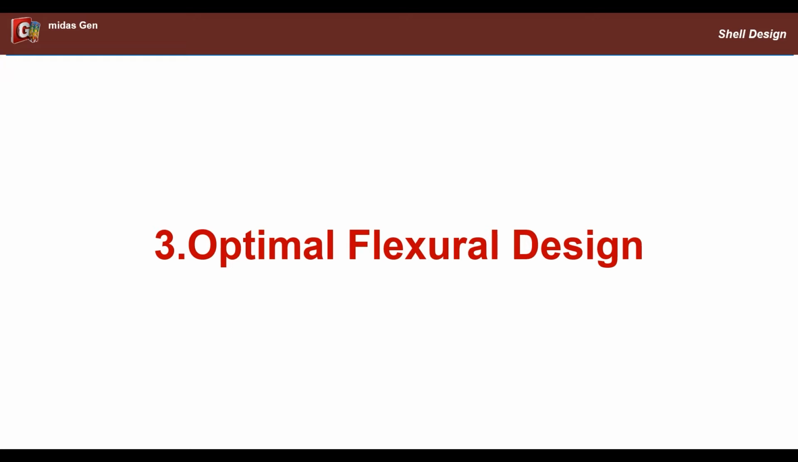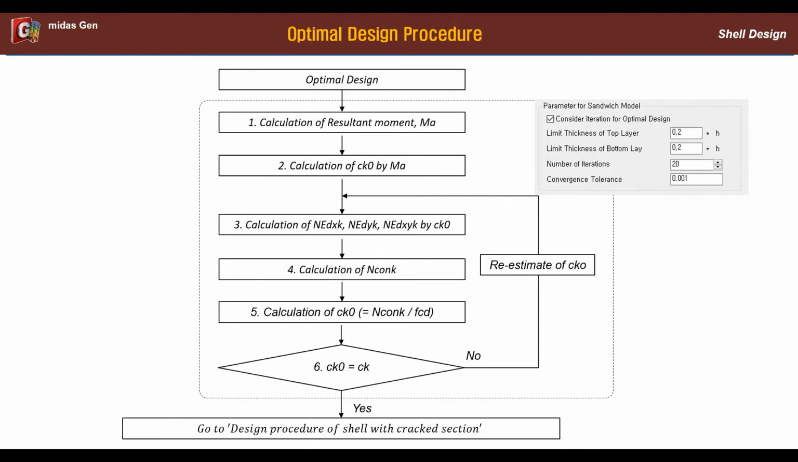Let's look at the optimal design for shell flexural design applied in the program. Optimal design means a design that optimizes the amount of rebar required by determining the thickness of the sandwich panel to the size of the membrane force, and secures the safety of concrete. In general, designing the shell proceeds with the assumption that the thickness of the sandwich panel, top layer and bottom layer, is from 0.2h to 0.3h, where h is the thickness of the shell elements.